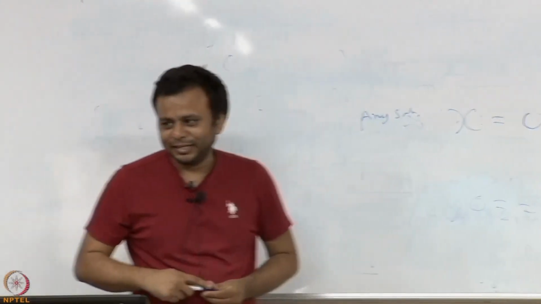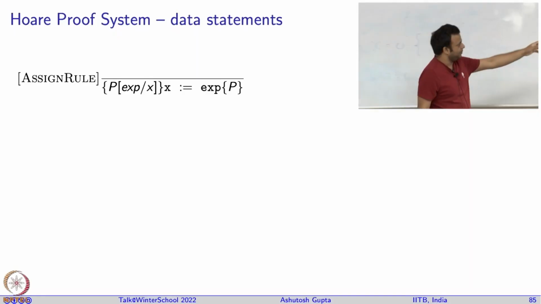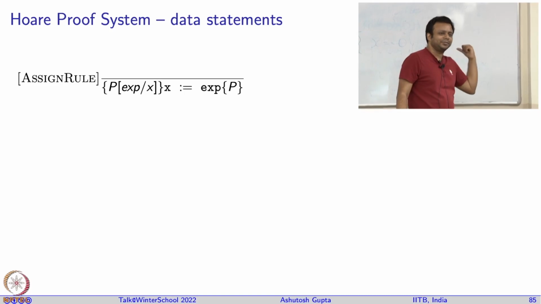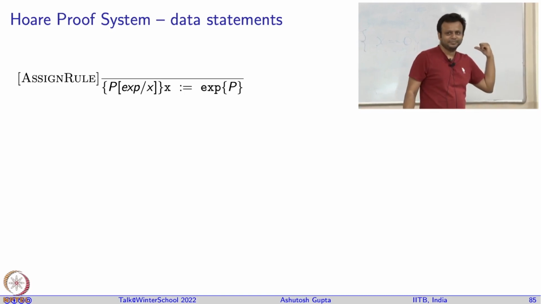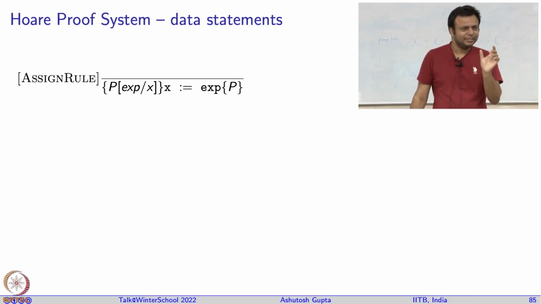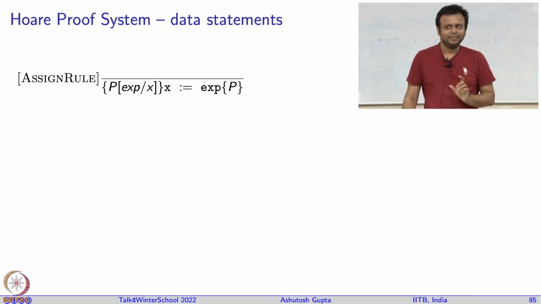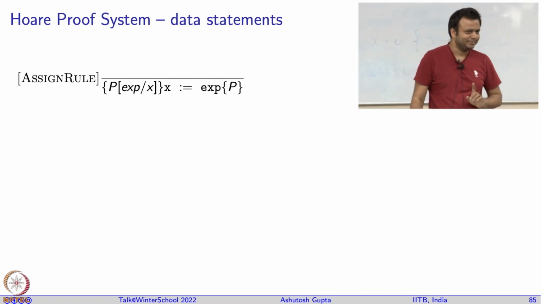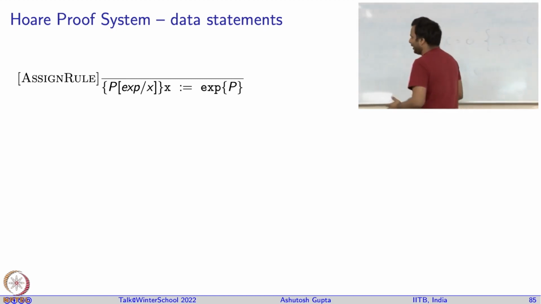So basically now if I know where I want to go, I can figure out where to start. For a single assignment I can do it, I have an algorithm. But programs are more complicated than that. So what else can we do in a program?